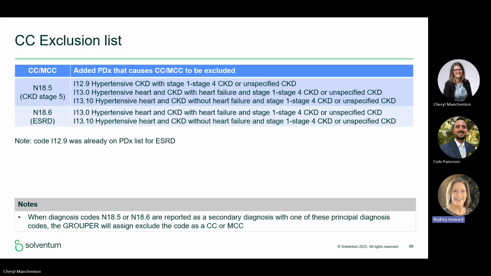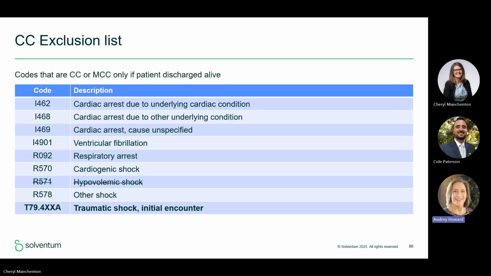On the next slide, another change that they made to the CC exclusion list is that there are certain secondary diagnoses that, when present in a patient who has expired, will not count as a CC or MCC for that case. And it's been the cardiac arrest, your ventricular fibrillation, respiratory arrest, cardiogenic shock. So this has been around for a long time.